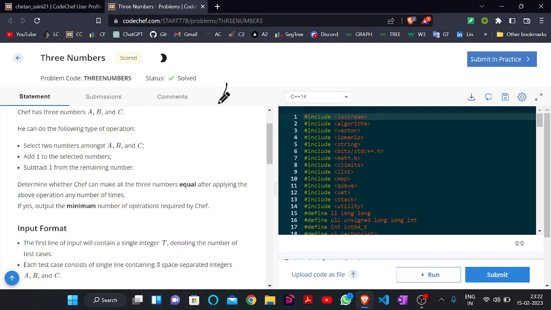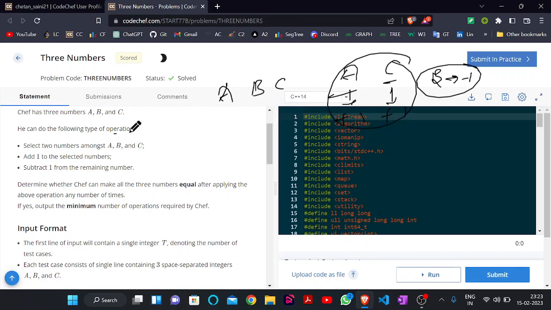Among A, B, C, we will select any two numbers. Like if we select A and C, we will increase them with plus 1, and decrease B with minus 1, and we can do such type of operation any number of times. We want to determine whether Chef can make all three numbers equal after applying the above operation any number of times, and we want to minimize the number of operations.